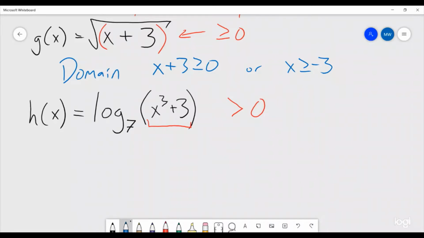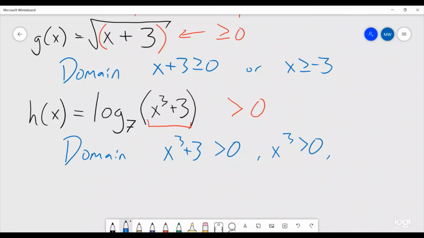So here our domain is going to be the set of all numbers where x cubed plus 3 is greater than 0, or in other words where x cubed is bigger than negative 3, or when x is bigger than the cube root of negative 3. Those are going to be the different domains of these different functions.